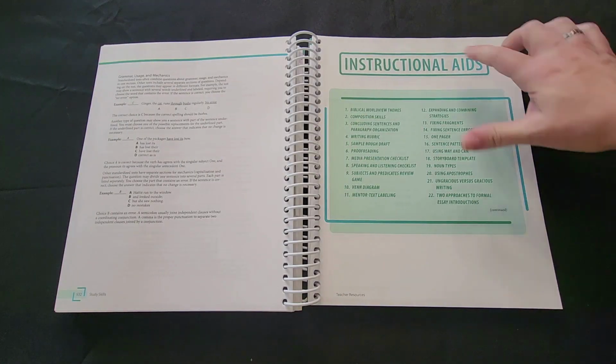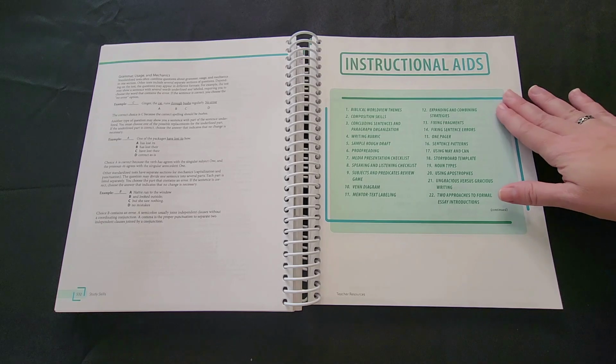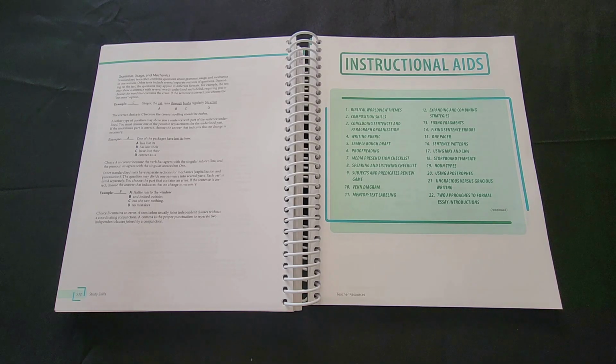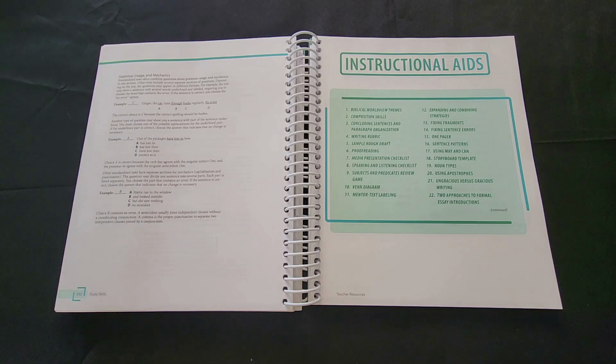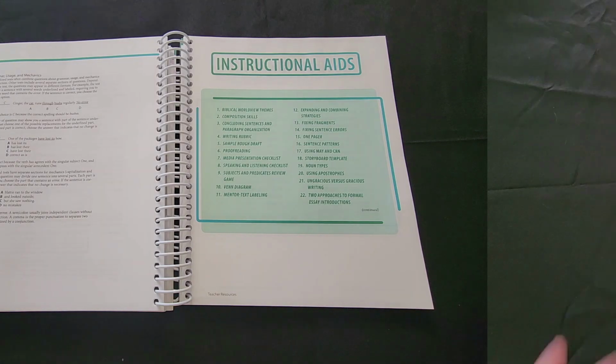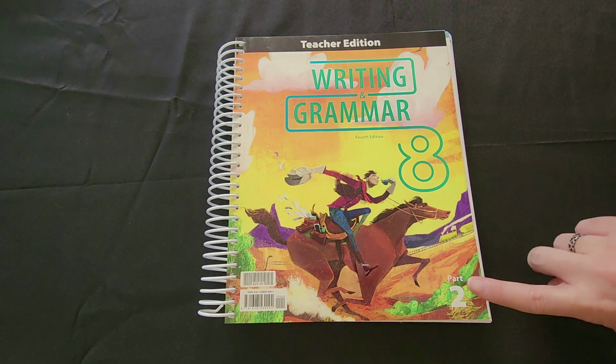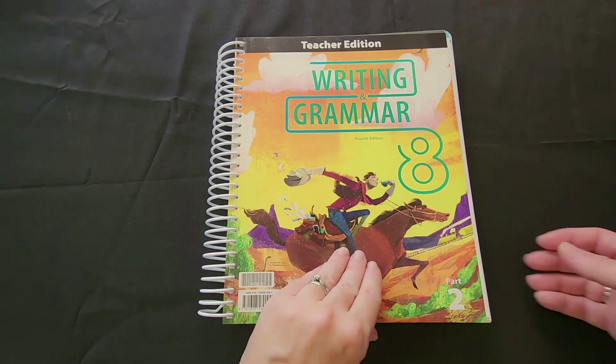And then we have a section of instructional aids. When these instructional aids are needed as part of a lesson, they will be referenced in the teaching notes in the margins of the Teacher's Edition lessons. Now let's take a look at part 2 of the Teacher's Edition.